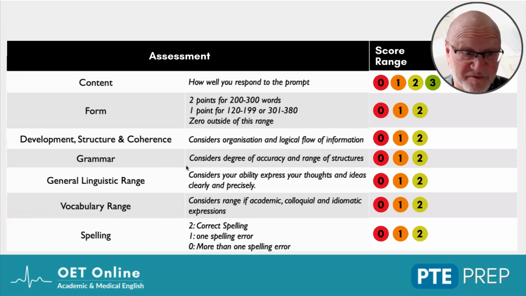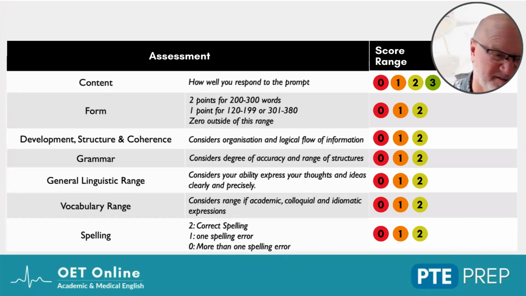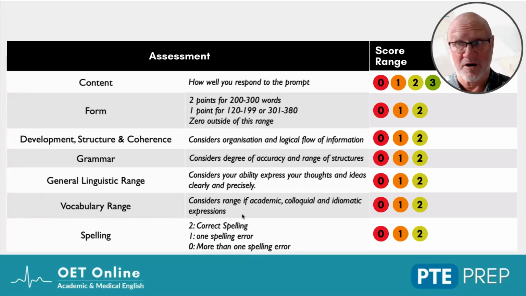Grammar, well, we all know what grammar is. Sentence structure, verb use, prepositions and articles, the degree of accuracy that you write. Now, the general linguistic range considers your ability to express thoughts and ideas clearly and concisely. So it's connected to the vocabulary used, but making sure that that is an appropriate vocabulary for that specific time. It relates to collocation and vocabulary range, which is the next point. And again, that's academic, colloquial, and idiomatic expression, just your variety of language.